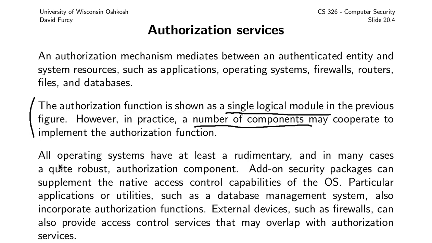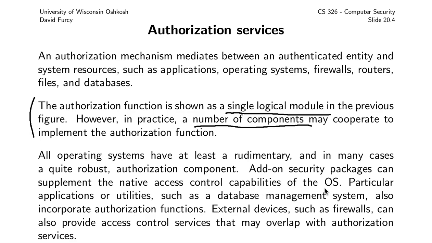For example, the main component is typically the operating system, because all operating systems have built-in at least rudimentary and in many cases pretty robust authorization components. And this is something we're going to be talking about very soon in this lecture. On top of the operating system, of course, the security administrators will be installing additional security packages that will run on top of the operating system and that are going to add some additional access control capabilities above and beyond what's built into the OS.